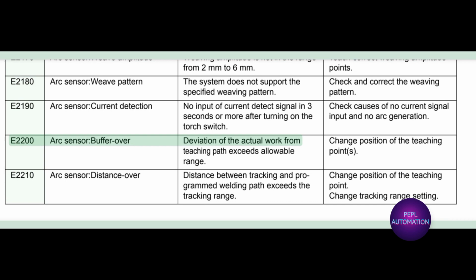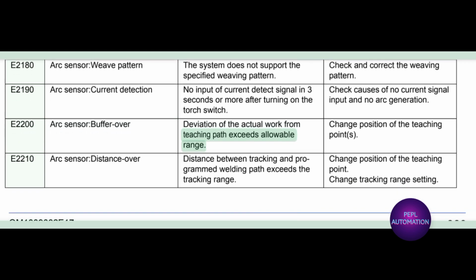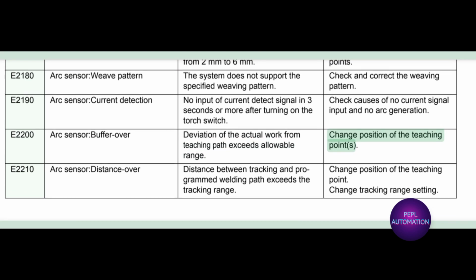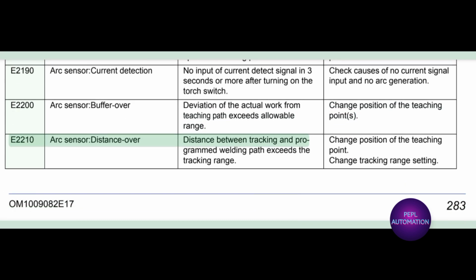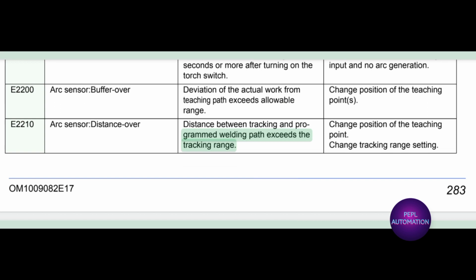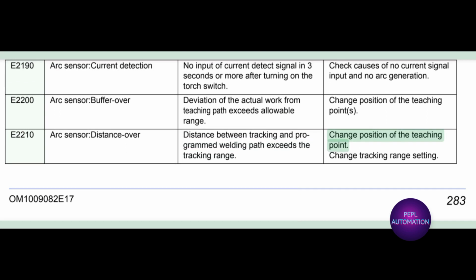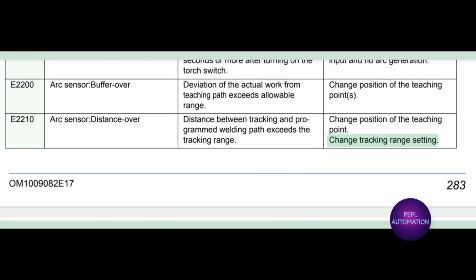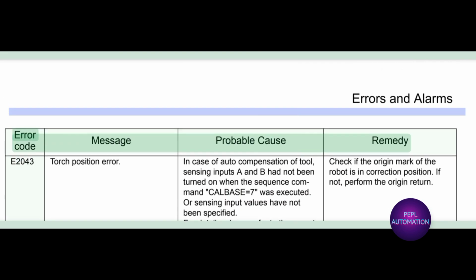E2200 Arc sensor, buffer over. Deviation of the actual work from teaching path exceeds allowable range. Change position of the teaching points. E2210 Arc sensor, distance over. Distance between tracking and programmed welding path exceeds the tracking range. Change position of the teaching point. Change tracking range setting. Error code, message, probable cause, remedy. Errors and alarms.